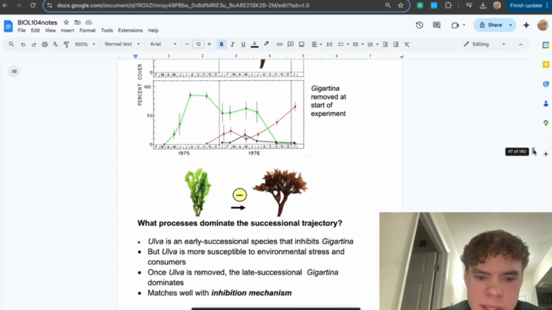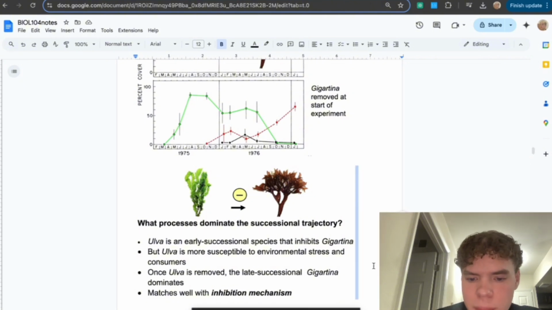So what process dominates the successional trajectory? Ulva is an early successional species that inhibits. Ulva is more susceptible to environmental stress and consumers. Once Ulva is removed, the other species dominates. So it matches well with the inhibition mechanism.